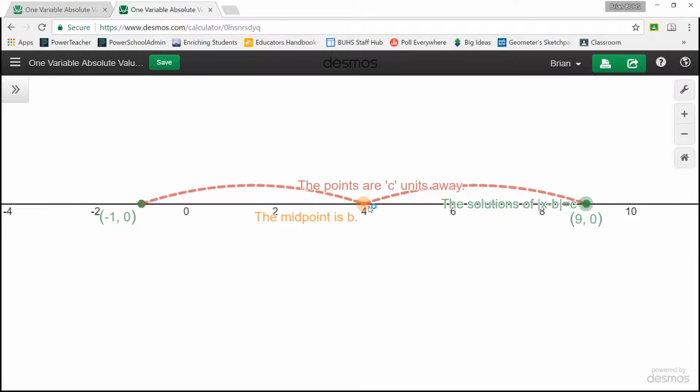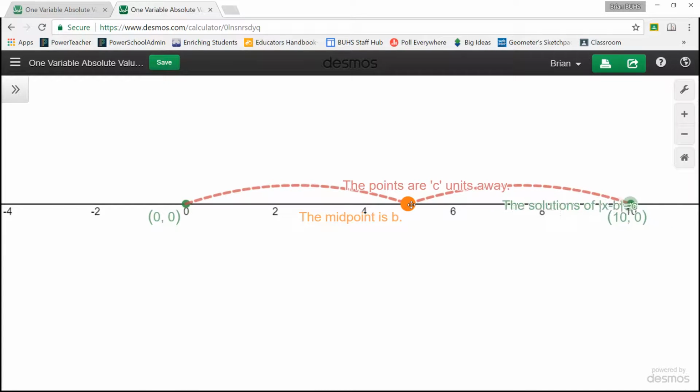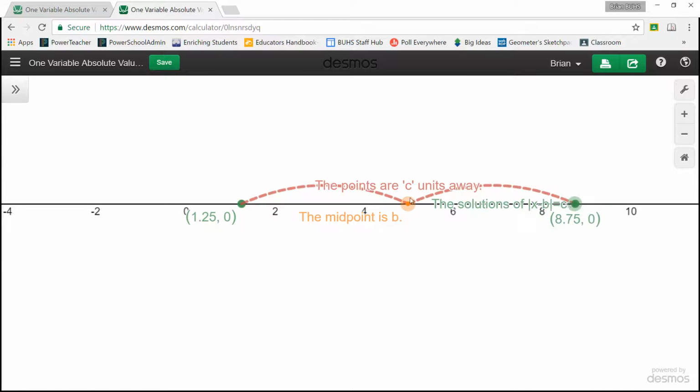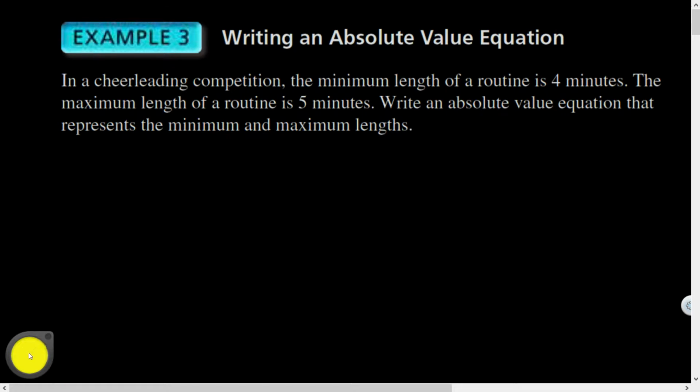Now, a moment ago, I had my students working with some graphs, and we recognized some patterns regarding these formulas, and we realized that the midpoint was related to the following. If I have the equation, absolute value of x minus b equals c, the midpoint of my solutions was b, and the distance the solutions were from that midpoint was c.